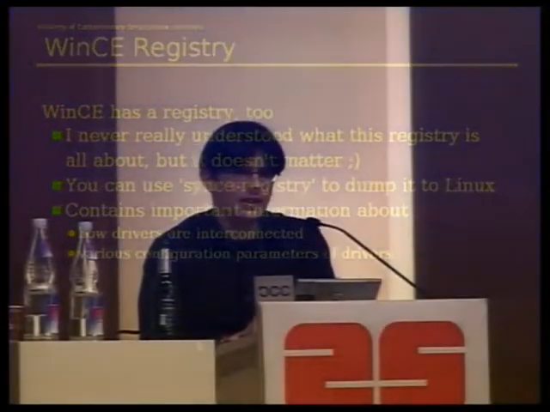The registry of Windows CE-based devices also gives you all kinds of hints. For example, most of the drivers have some kind of registry keys, and they might indicate some operational parameters, like what kind of GPIOs they use, or something like that.